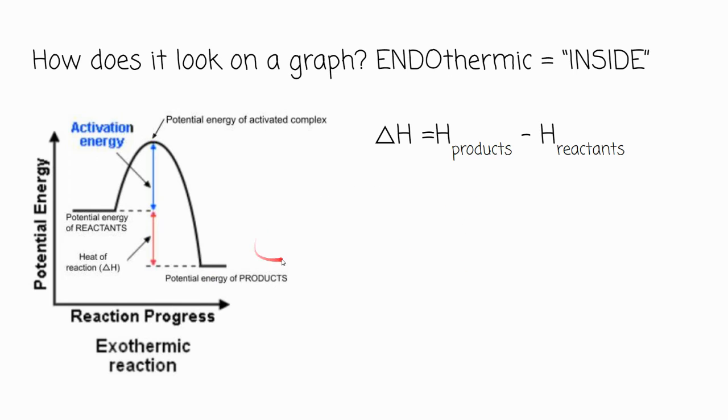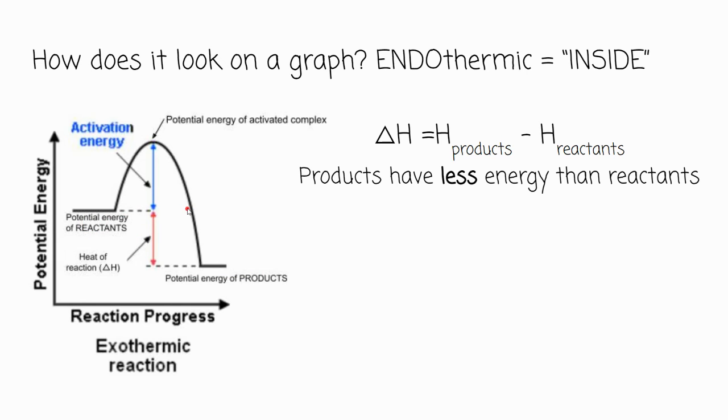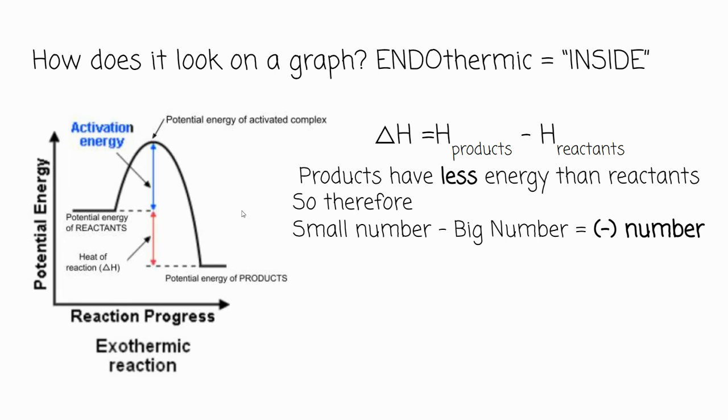So here, if we compare reactants to products, this time products have less energy than our reactants because products are down here. Remember, graphs start at 0, 1, 2, 3, 4, 5. So our products have less energy than our reactants this time. The last one was 5 minus 3 because products was greater than reactants. So 5 minus 3 got us to 2, which was a positive number.